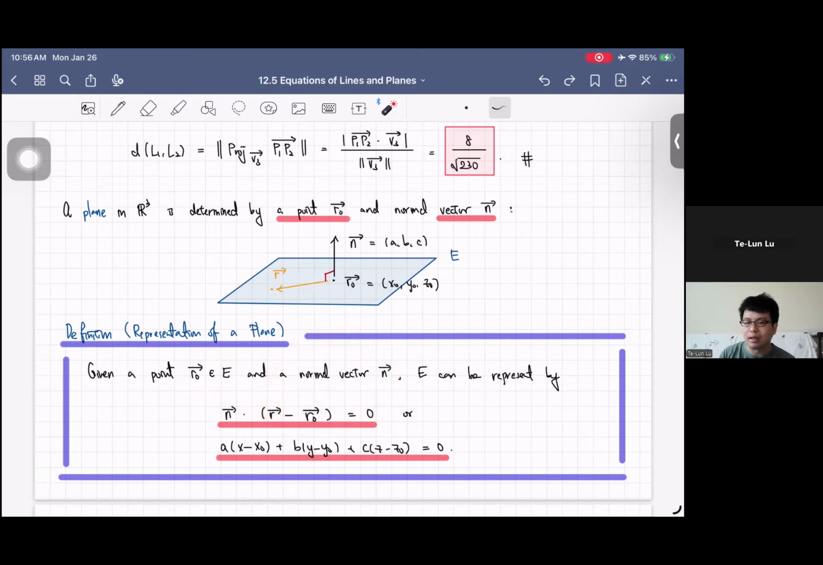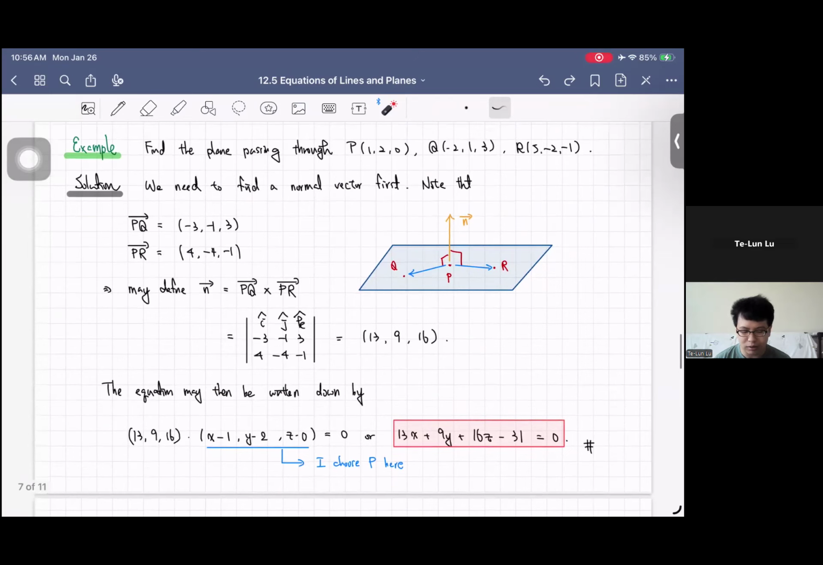And you can definitely write that in a coordinate system. So if N is (A, B, C), and R naught is (X naught, Y naught, Z naught), then you simply have A(X minus X naught) plus B(Y minus Y naught) plus C(Z minus Z naught) equals 0. Okay, so that's one way to represent a plane. And we don't really have a symmetric setup for this kind of equation, so this will be the only one that we use. The vector product kind of equation. Okay.